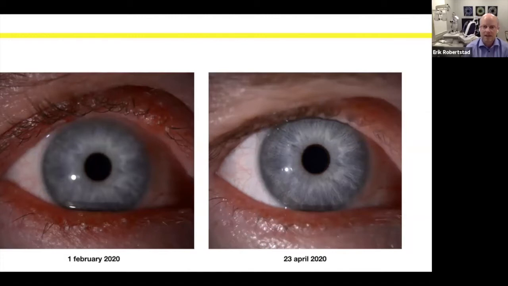But we saw him back, and in the picture on the right-hand side, you can see how much better he is. On the left-hand side, you see swollen lids, a lot of redness, a little bit more redness in the conjunctiva, and you can see signs of blepharitis. So we've done a combination treatment on him, including intense pulse light.